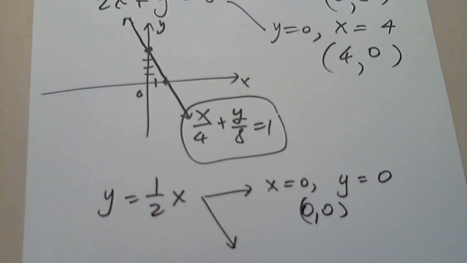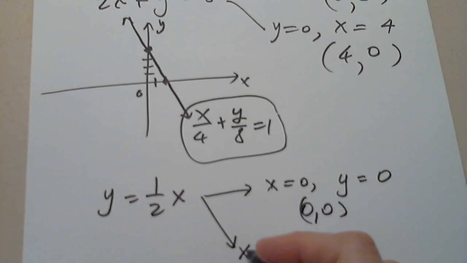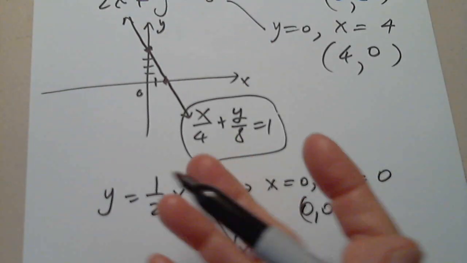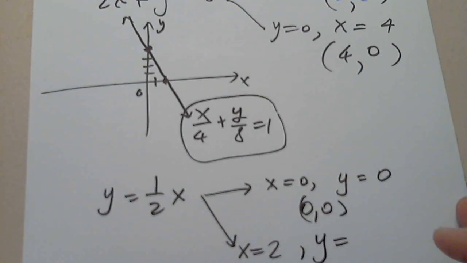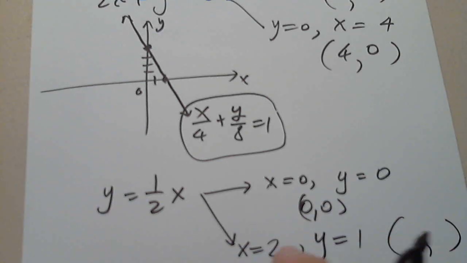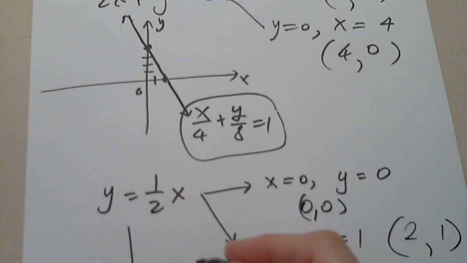And now I have to create another point. Give me a convenient x, as small as possible, so I can get a very simple y. 2. Yes, indeed. Because 2 times 1/2 is? 1. Exactly. And the ordered pair that we just determined is? (2, 1). Very good. That's all I need.